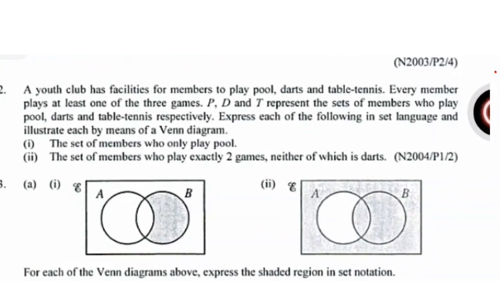Let's go. A youth club has facilities for members to play pool, darts, and table tennis. So you have 3 sports here: pool, darts, and table tennis. Every member plays at least one of the 3 games. So P, D, and T. They've already given you the letters to use. You have to express each of the following in set language and illustrate each on a Venn diagram.